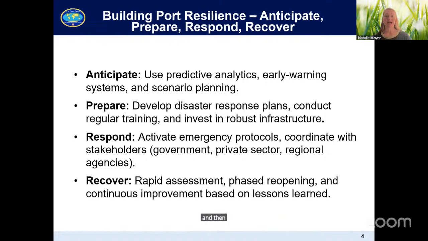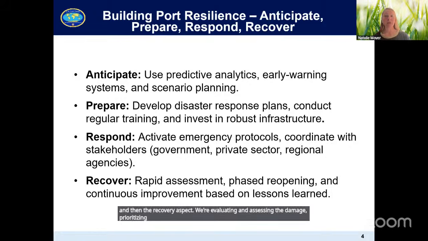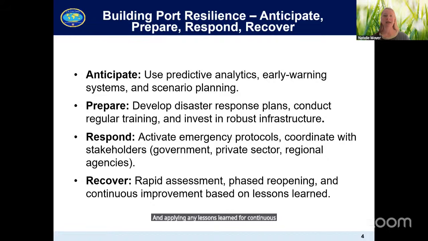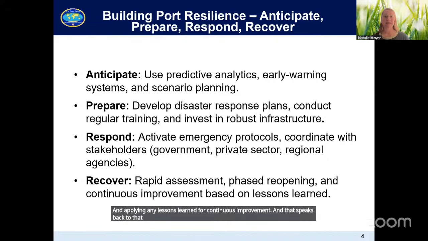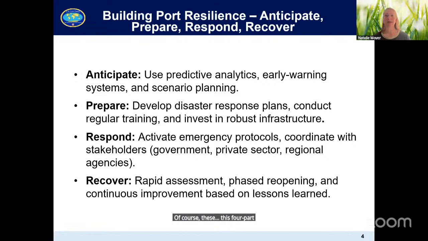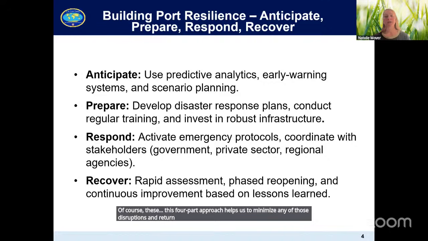And then the recovery aspect: we're evaluating and assessing the damage, prioritizing reopening. Can we reopen, but should we reopen? And applying any lessons learned for continuous improvement. And that speaks back to that prepared piece. Of course, this four-part approach helps us to minimize any disruptions and return to normal operations faster, focusing on continuity and consistency, and of course, in alignment with the ISPS code.